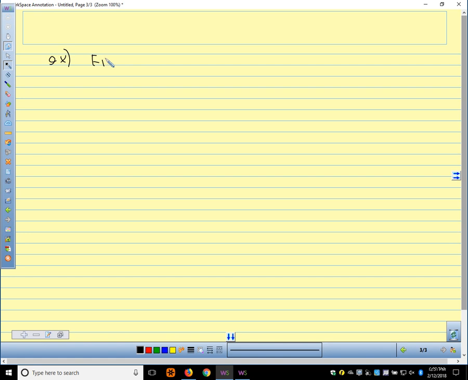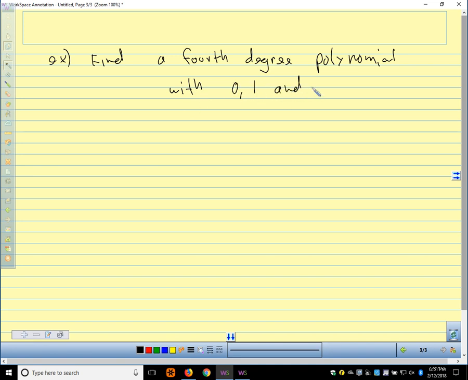Let's find a fourth degree polynomial with 0, 1, and i as zeros. Well, how many zeros should a fourth degree polynomial have? Four. We have three of them here. How can we find that fourth one?